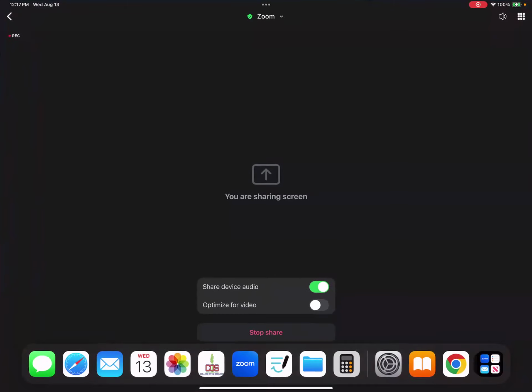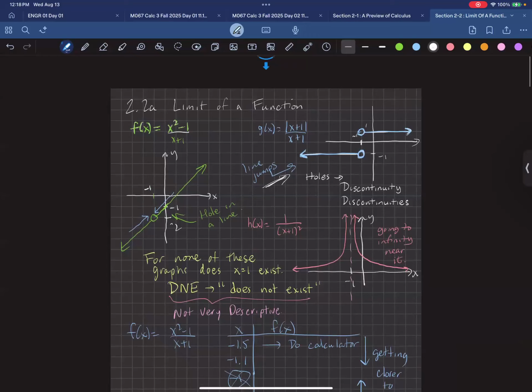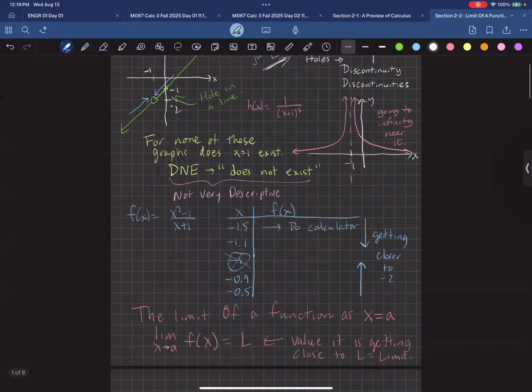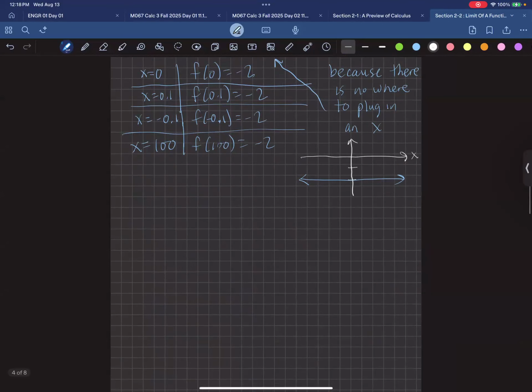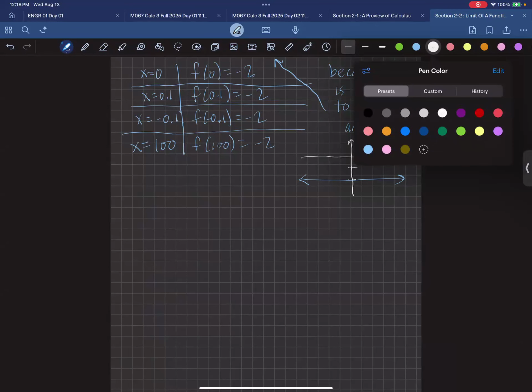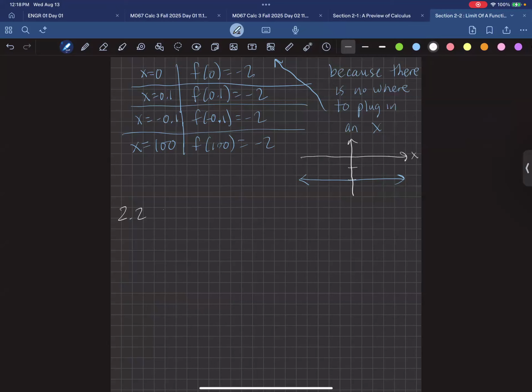All right, we're going to continue where we left off just a second ago. This was our 2.2 limit video. I'm going to keep it on the same document so that it's just one document when I upload it. 2.2 limit, we'll call this 2.2b, limit of a function.